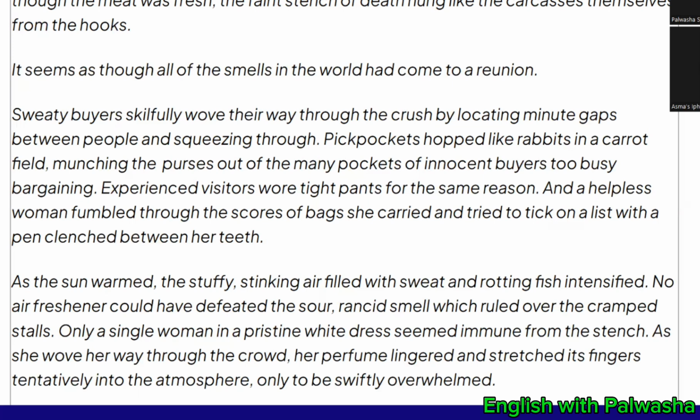Only a single woman in a pristine white dress seemed immune from the stench. As she wove her way through the crowd, her perfume lingered and stretched its fingers tentatively into the atmosphere, only to be swiftly overwhelmed.